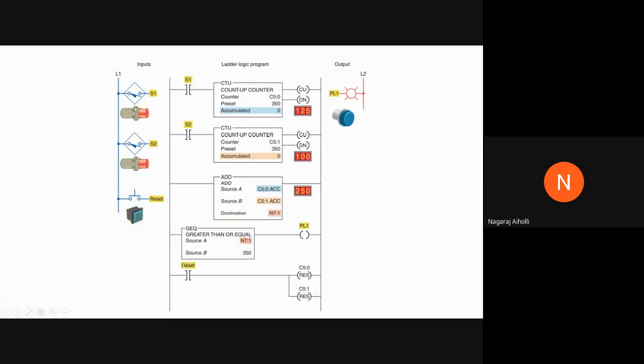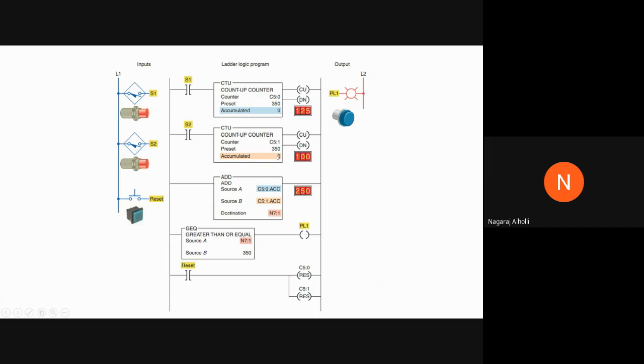This is switch S1, it is closed. So the S1 examine if closed instruction is activated. When this is activated, the CTU, count up, instruction will be activated. That is, it will start varying the value from accumulated value 0 up till 350. Similarly, switch S2 is closed. When the examine if closed instruction is true, the count up instruction also starts to count from 0.